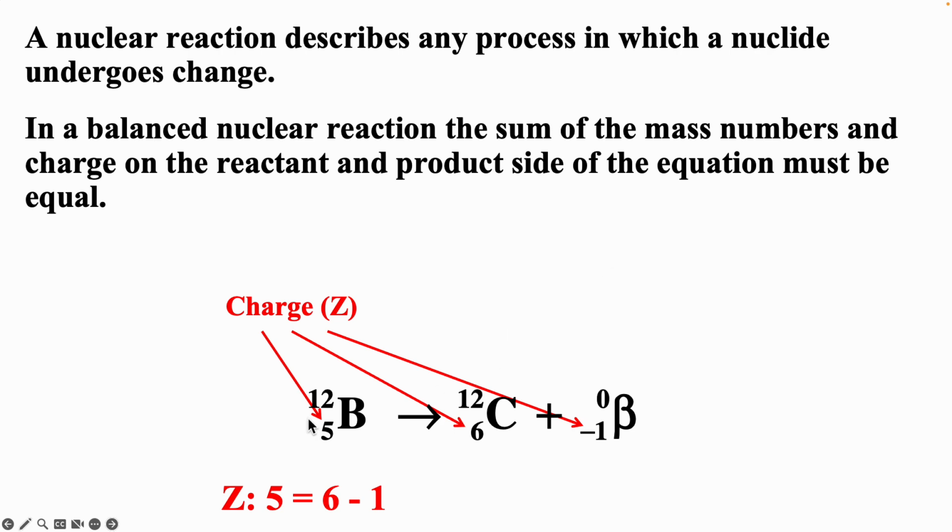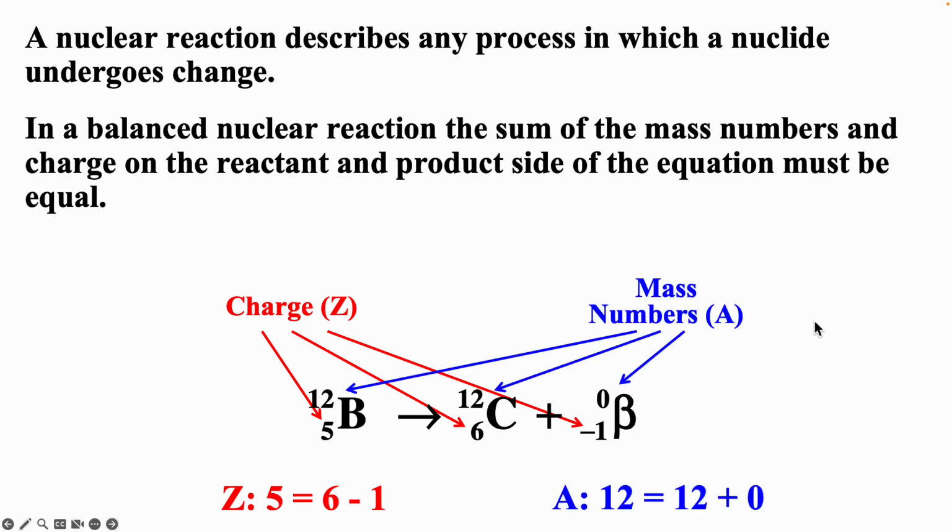And so boron has 5 protons in the nucleus, so it has a +5 nuclear charge. Carbon 12. All carbon atoms have 6 protons, which is a +6 charge of the nucleus. The beta particle's electron has a -1. So 6 minus 1 gives us 5. And so we see for this reaction that we have the same charge on the products and reactant side. Now the top number is the mass number, and so 12 and 12. And so we have the same mass number on products and reactant side.